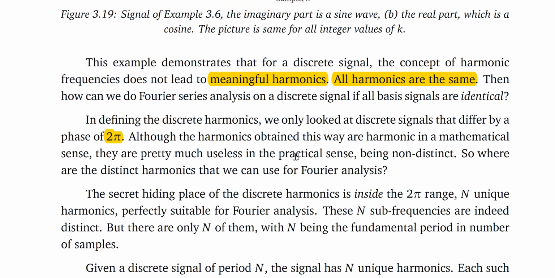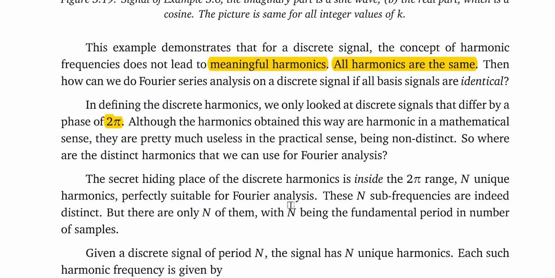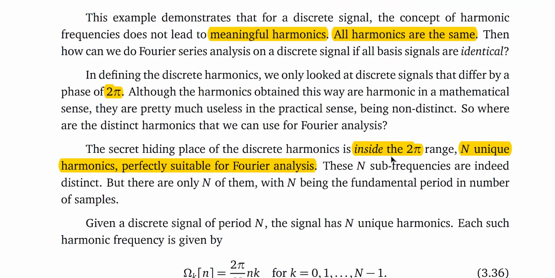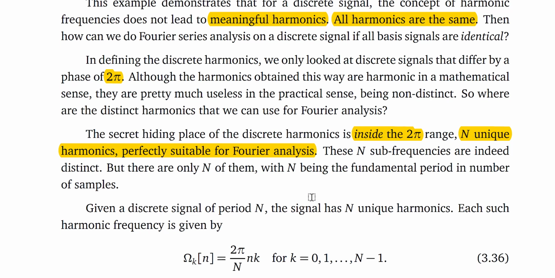So the question is, what do we use for harmonics in discrete Fourier analysis? Well, the secret hiding place for the discrete harmonics is inside the 2 pi range. Not every integer multiple of 2 pi, but inside the 2 pi range. And there are only N unique harmonics. And recall I said N is the period of the periodic discrete signal. So if it's 10 samples long, then there's only 10 harmonics. Whereas you recall in analog signals, the number of harmonics can be infinite.